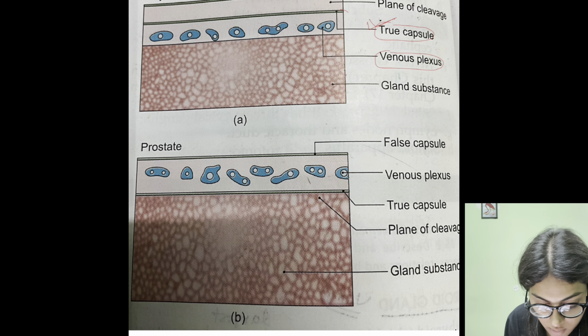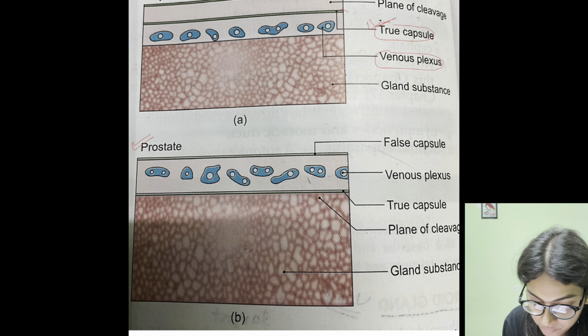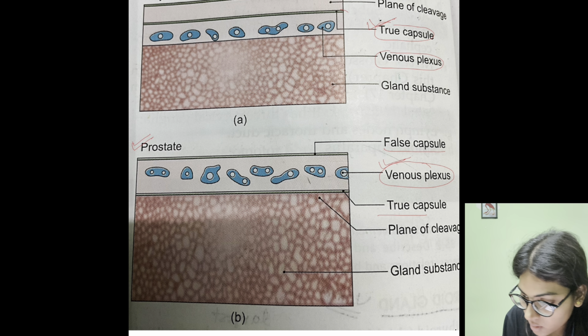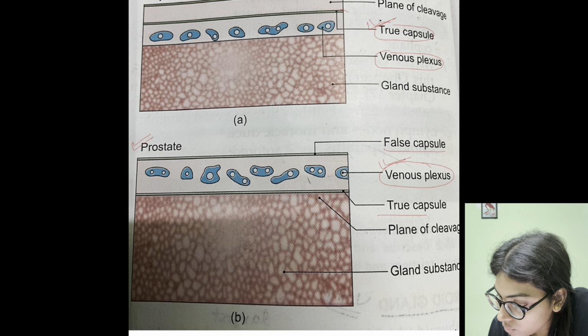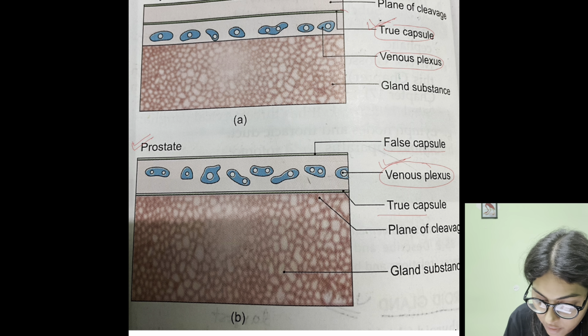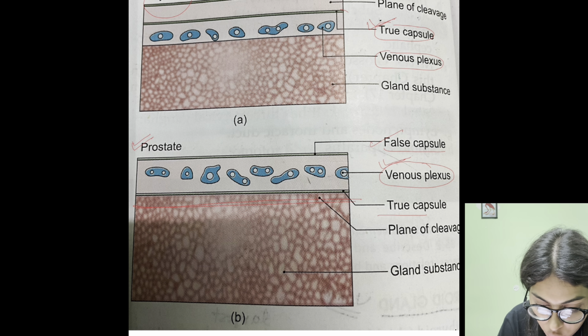And if we see the prostate gland, during prostatectomy, removal of the prostate gland, we have a false capsule and a true capsule, and in between is the venous plexus. So when we remove the prostate, the two capsules are left behind. But in the thyroid gland, we have to remove the true capsule also because the deep venous plexus is present in the true capsule.